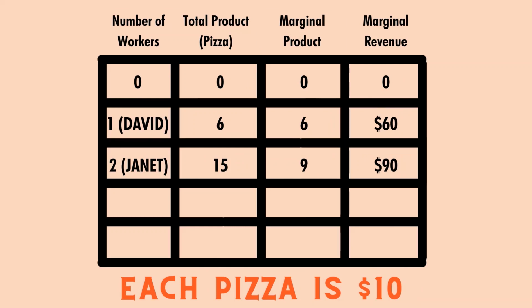Now with the addition of Janet, the total product, so the total number of pizzas that are being produced by all the workers there, increases to 15. And our marginal product for Janet, so how many pizzas she alone makes, is 9. And this can also be calculated by subtracting 6 from 15. I knew to do this because with the addition of Janet, the total product increased from 6 to 15, which meant that the difference was Janet's contribution to the pizzeria. And all I did to calculate the marginal revenue was multiply 9, the marginal product of Janet, by 10, the price of each pizza, to get $90.